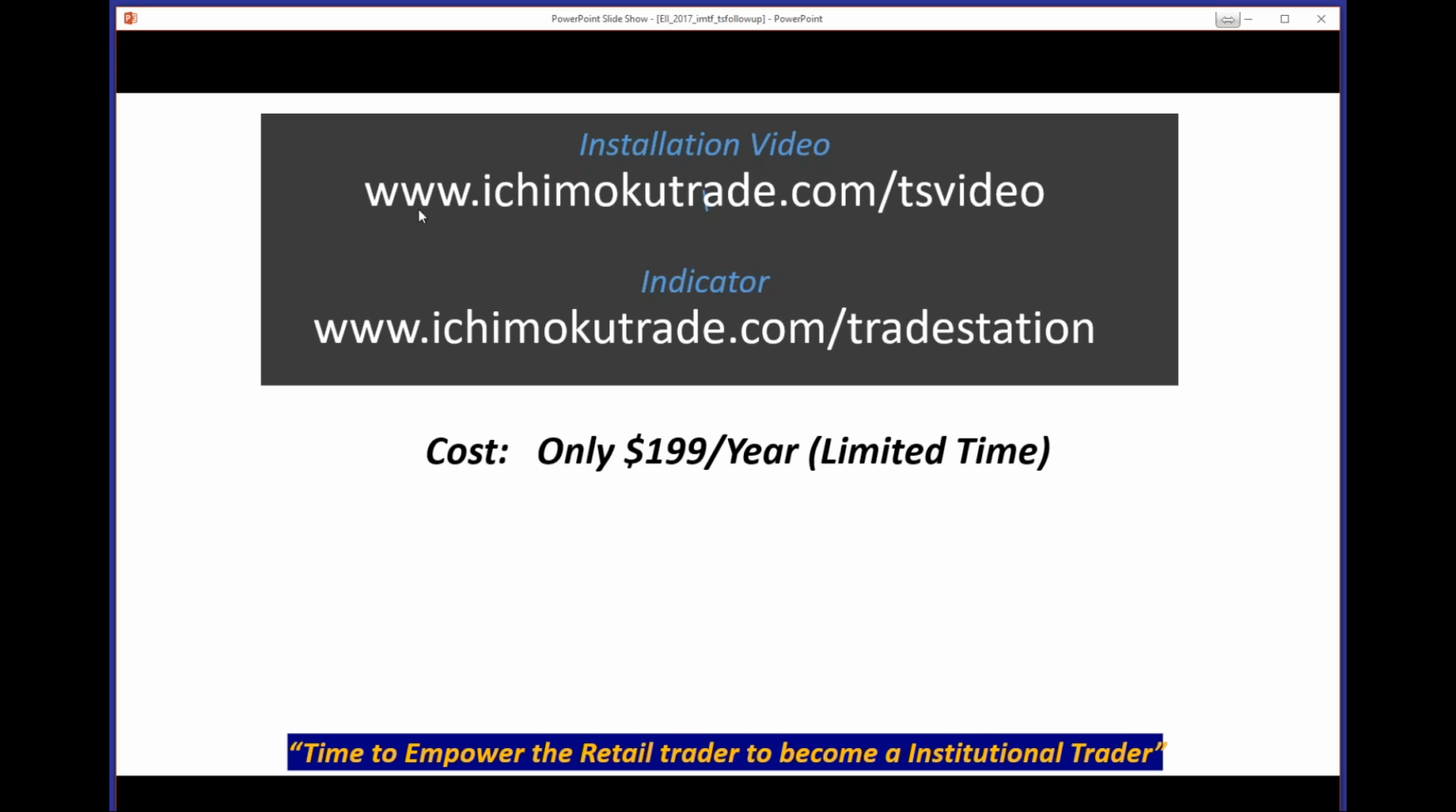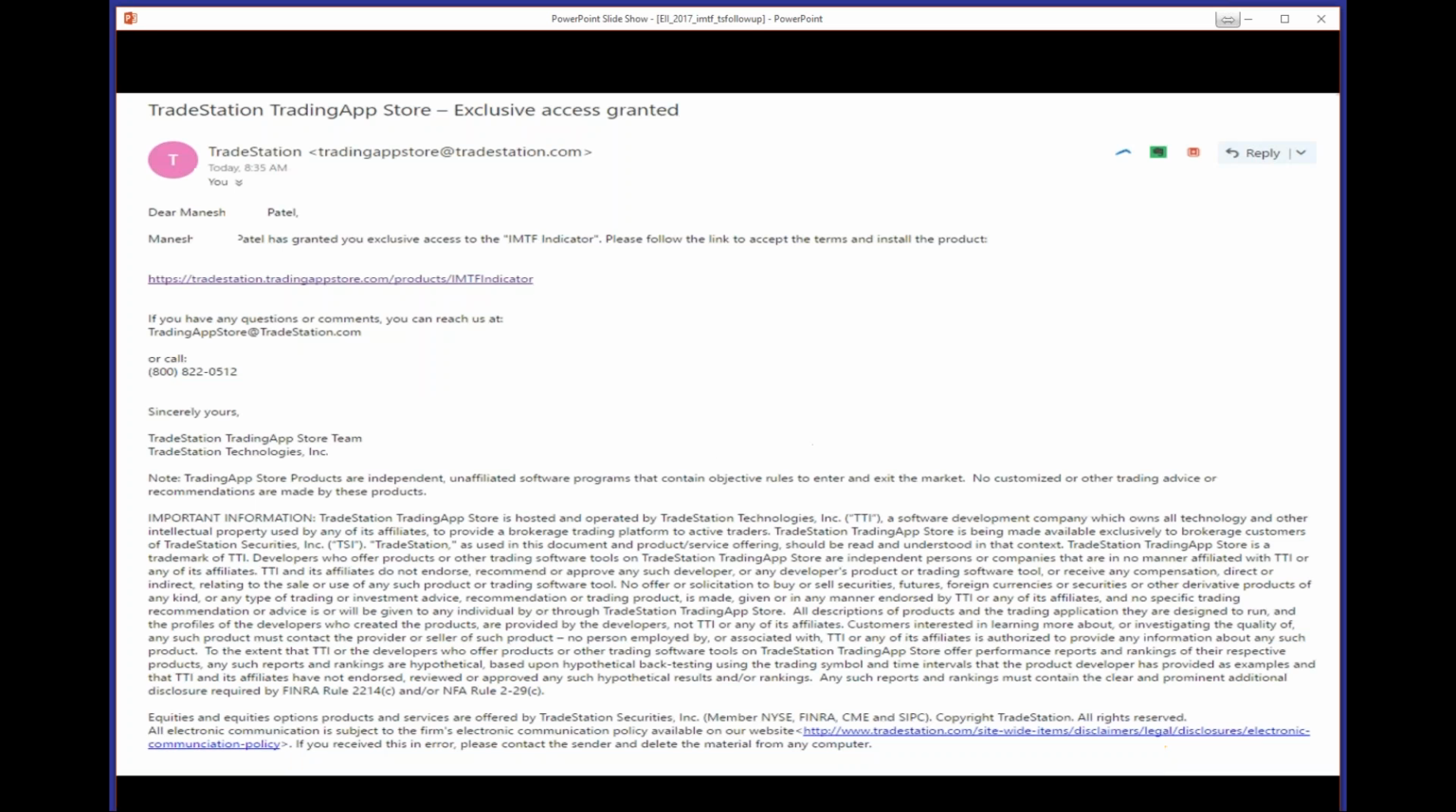Okay, how to install the indicator, it's right here, ichimokutrade.com/TS video. Okay, now if you have any questions, you can email us here. When you order the form, there's two things it's going to ask you for, your client ID and network ID. We need those two pieces of information in order to activate you. Okay, now once we get the information, we will activate you.